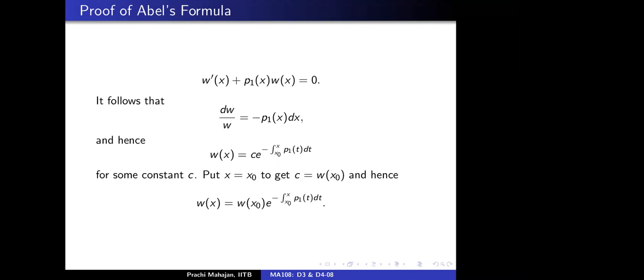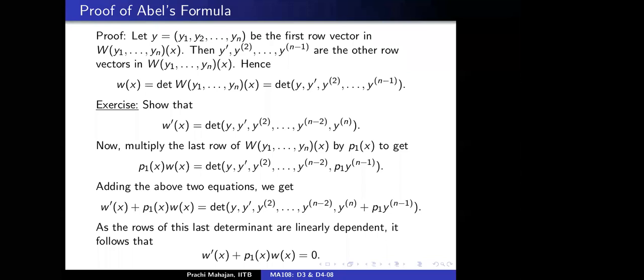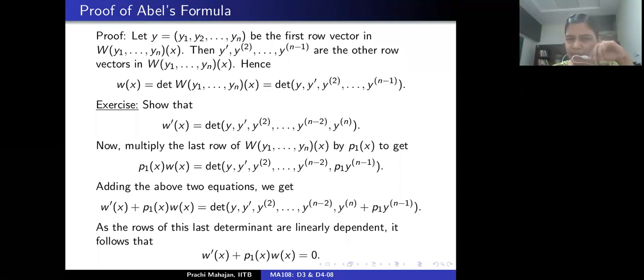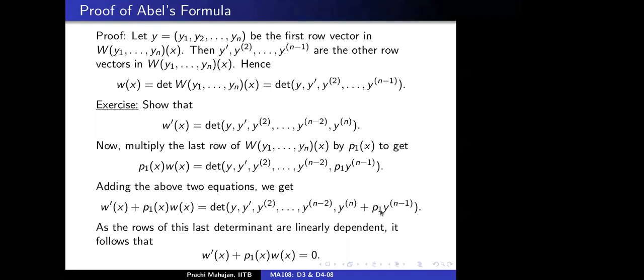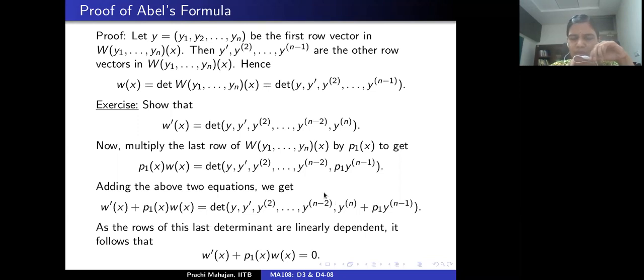In the previous slide, how did we conclude that the rows are linearly dependent? See, remember this notation, y is y1, y2, yn. Y1, Y2, Yn are solutions of the nth order equation, right? So each of Y1, Y2, Yn satisfies that nth order equation. So for example, you can replace this entry here in terms of some combination of all derivatives of Y up to order n minus 2 and use the property of determinant to say that this vanishes.